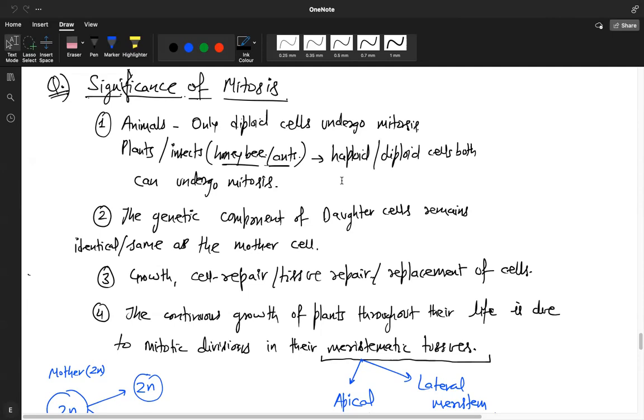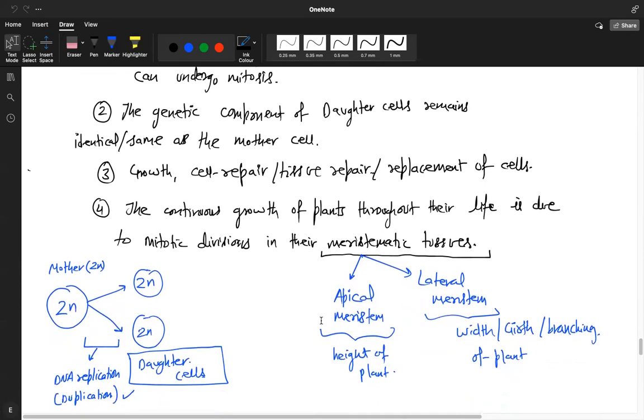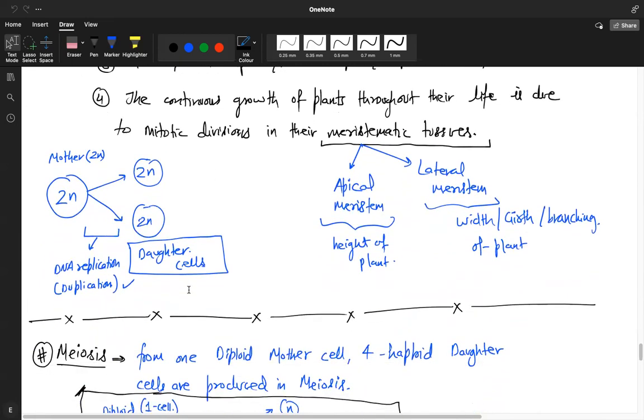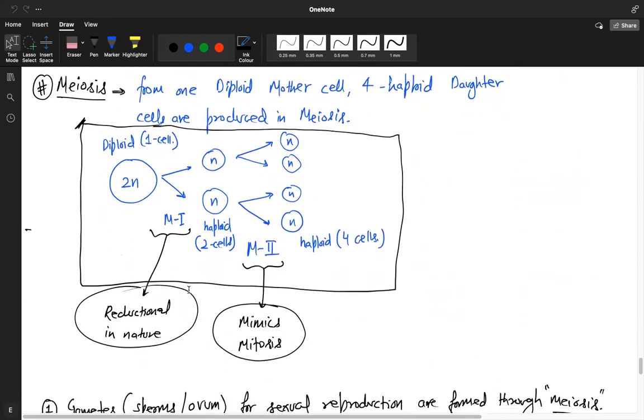The genetic component of daughter cells remains identical to the mother cell. Then the next ones are growth, cell repair or tissue repair, and replacement of cells. The continuous growth of plants throughout their life is due to mitotic divisions in their meristematic tissues. So in meristematic tissues also mitosis happens. These are all the significance of mitosis, and then we started with meiosis.